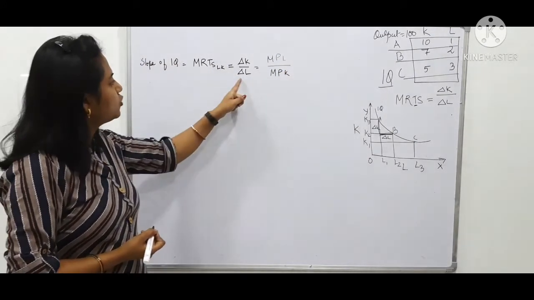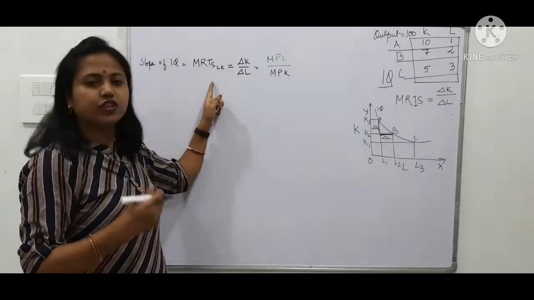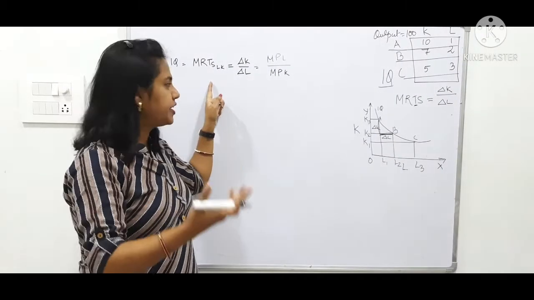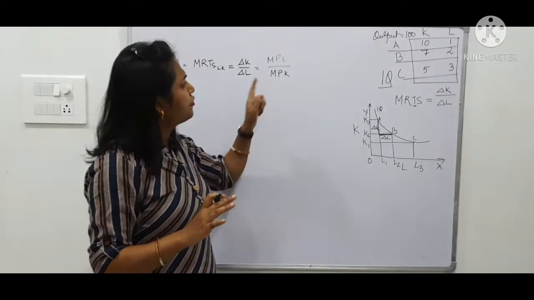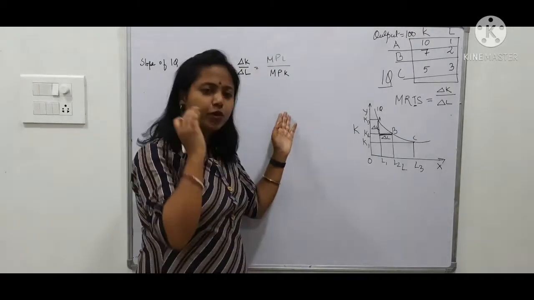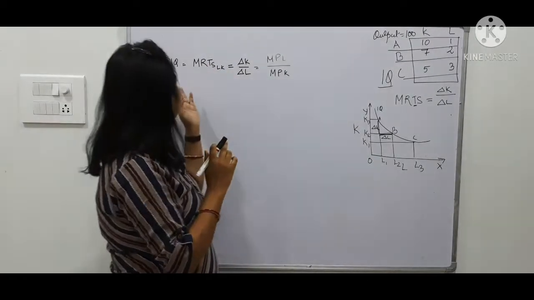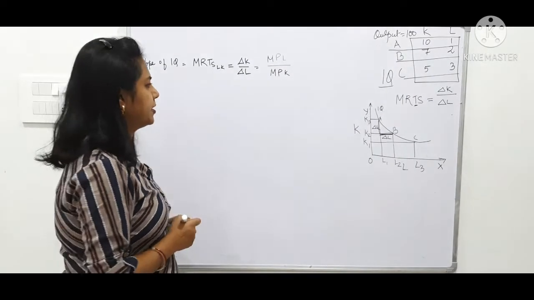Now this much was clear. This I already made clear till this point. The rate at which I am sacrificing one and gaining another, delta K by delta L, represents that. But where from did I get this marginal productivity of labor divided by marginal productivity of capital as a slope of isoquant? For this, let me explain one thing.